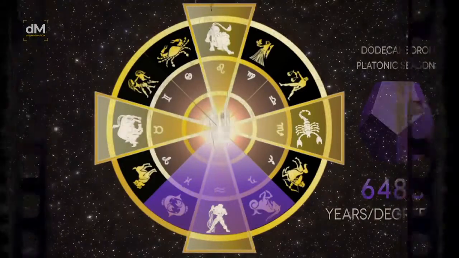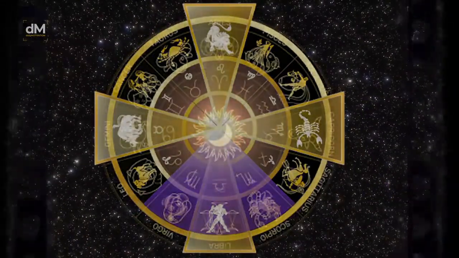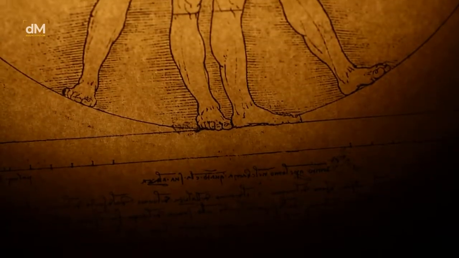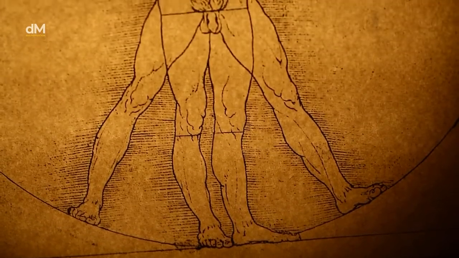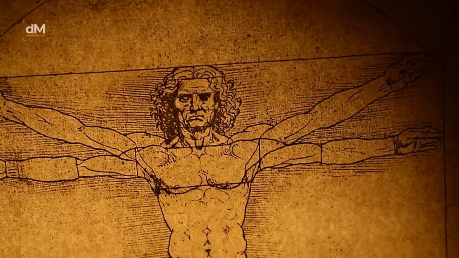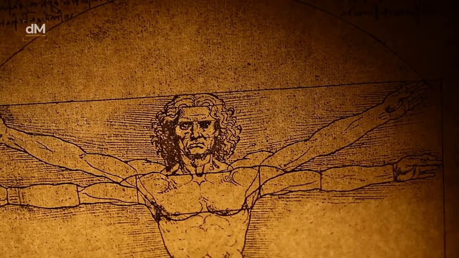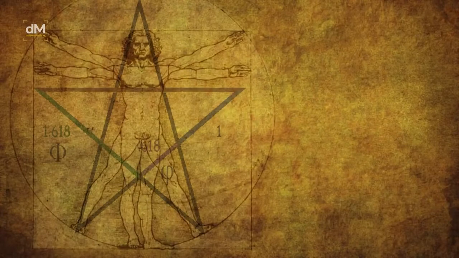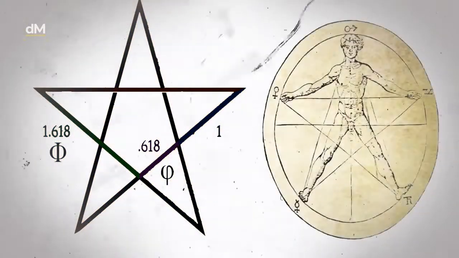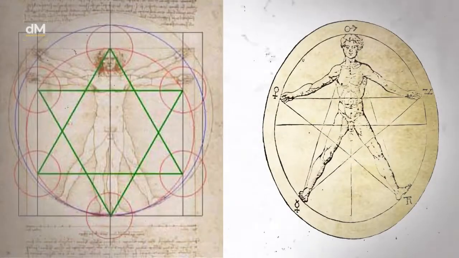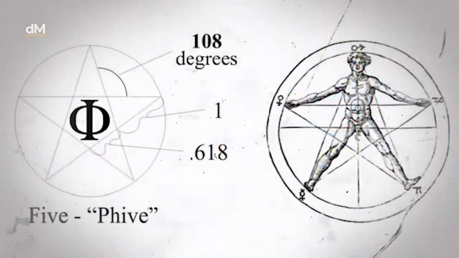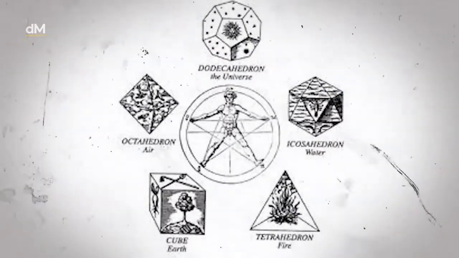Symbolically, each of those 12 faces to the Platonists, the Pythagoreans, and the Neoplatonists was associated with one of the 12 signs of the zodiac. The pentagon, of course, is the human figure. Think of the Vitruvian man, the Da Vinci man in the circle with 5 extremities and your 5 fingers on each hand. The fact that the pentagon manifests the golden section geometry, and we as humans are actually the highest mathematical, biological expression of the mathematics of the golden section, relates us intimately to the geometry of the pentagon and the dodecahedron.